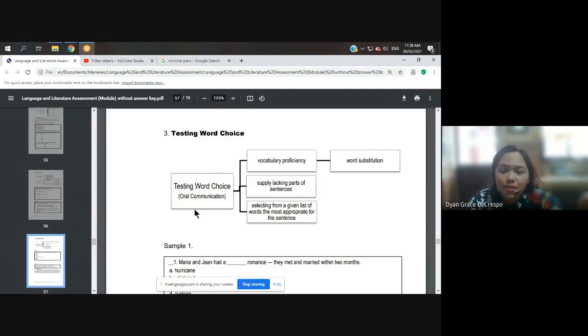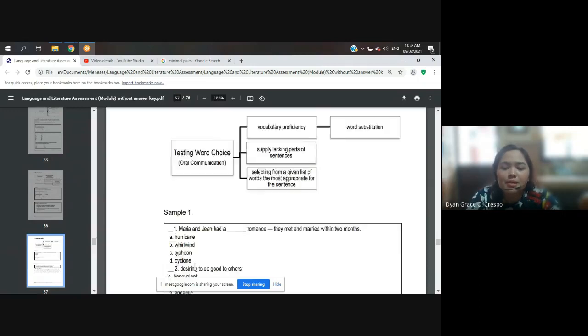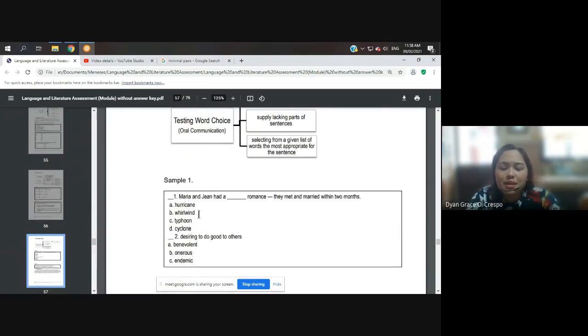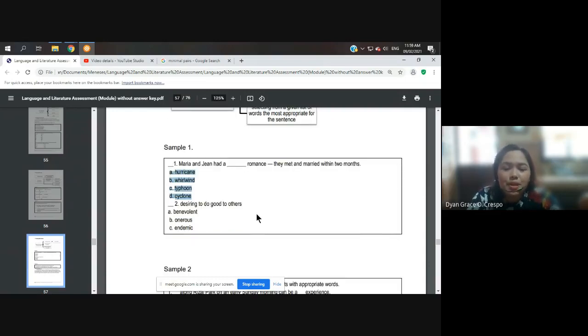Supplying lacking parts of the sentence, selecting from a given list words appropriate. So an example: Maria and Jean had a blank romance. They met and married within 2 months. Oh, ano yan? Hurricane romance ba? Whirlwind romance? Typhoon romance? Cyclone? We all know that A, B, C, D, they are related to some storms, di ba? But what is the word we usually use for a romance?